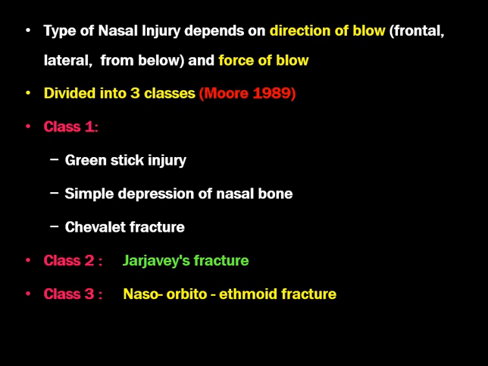Coming to class 2 fracture nasal bone, that is also called Jarjavay fracture. Jarjavay fracture is fracture nasal bone plus fracture of the bony nasal septum, the perpendicular plate of the ethmoid bone and vomer. So if the bony septum is involved, that is called Jarjavay fracture. If only the cartilaginous septum is involved, that is called septal fracture. Class 3 is naso-orbitoethmoid fracture. I will be discussing it later on.